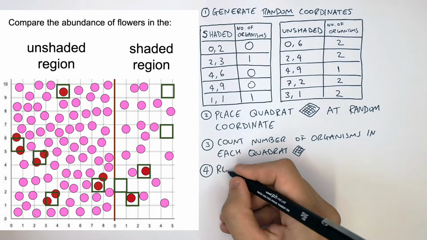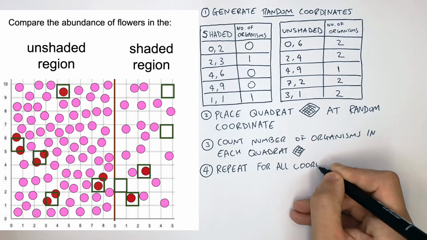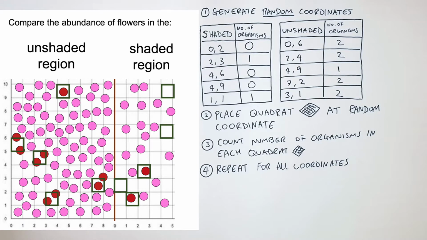You then repeat this process for all of the coordinates. The more coordinates you do, the more reliable your results. We have just done 5 for each shaded or unshaded region.